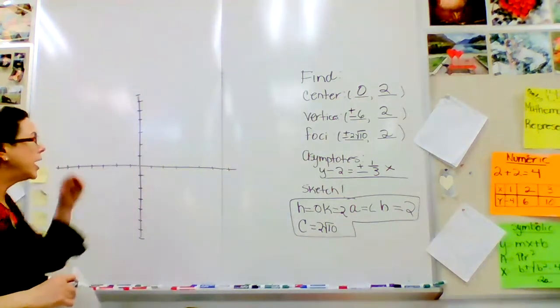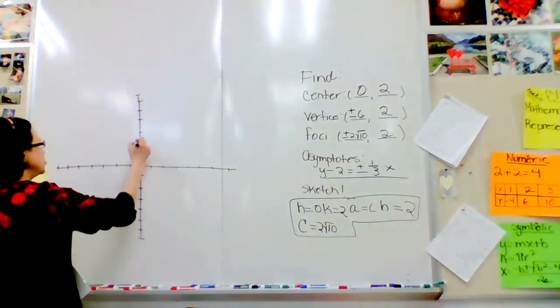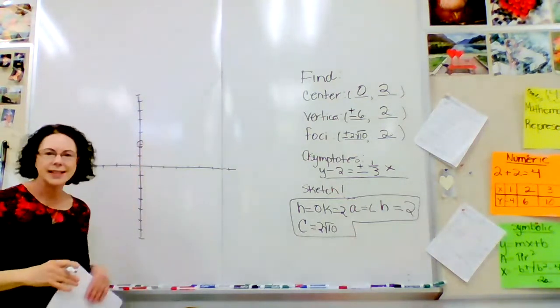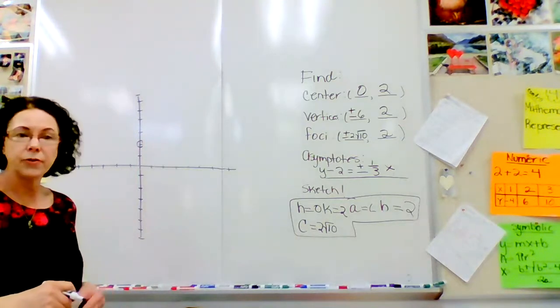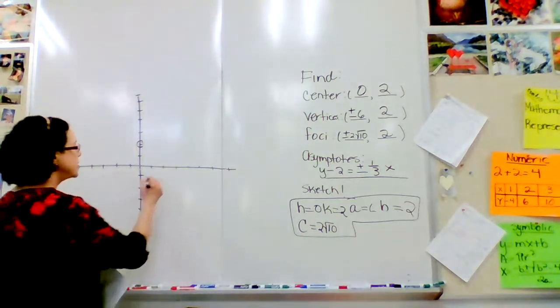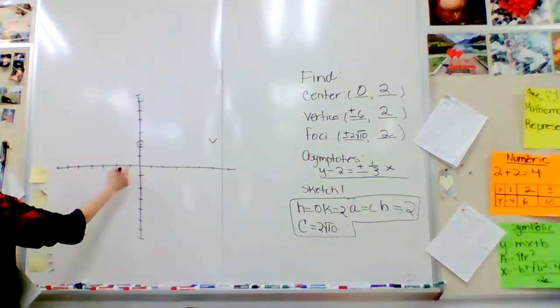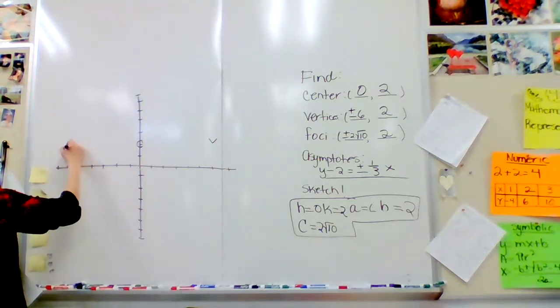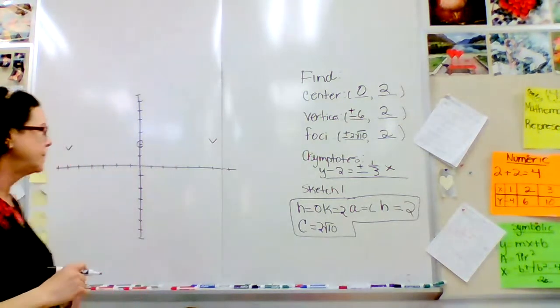Here we go. Okay, so the first thing I'm going to do is my center is located at 0, 2. I'm just going to put a C there. My vertices, notice that, of course, they're horizontal from each other. We said this has a horizontal orientation at 6, 2 and negative 6, 2. Notice I put V's there to remind myself where my branches will start from.